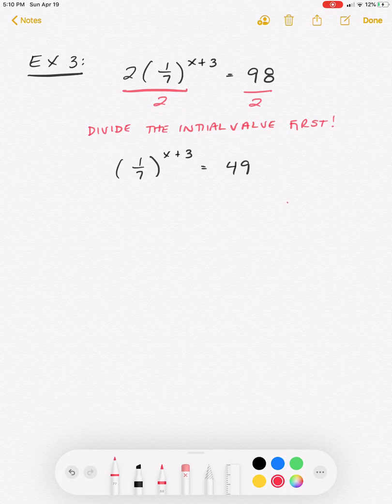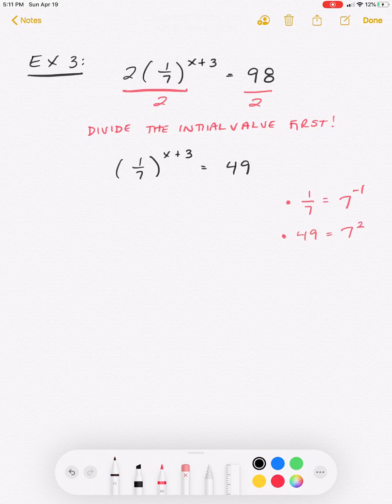So a couple things I'm going to use. I'm going to choose to get base 7. It is possible for you to get common base 1/7. There are multiple ways to do these problems. Just please be aware of that. I'm going to get base 7. So I know that 1/7 could be rewritten as 7 to the -1 power. I also know that 49 could be rewritten as 7 squared.